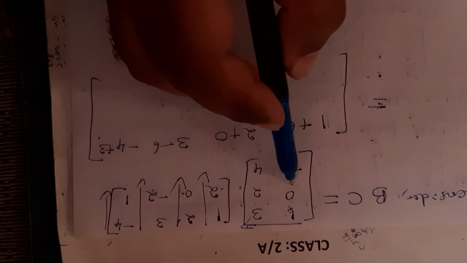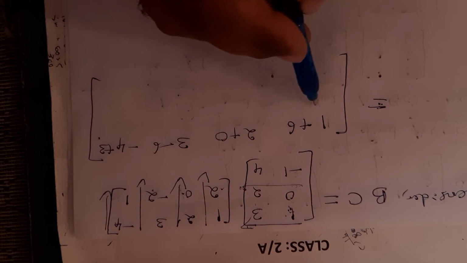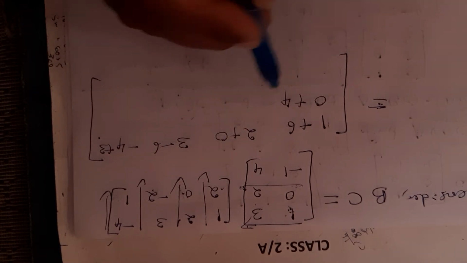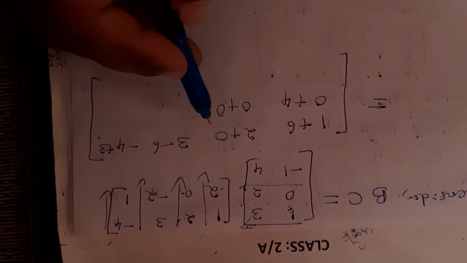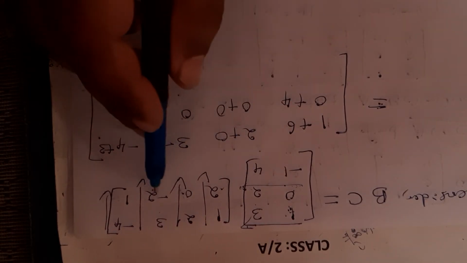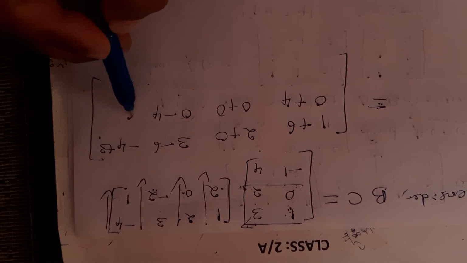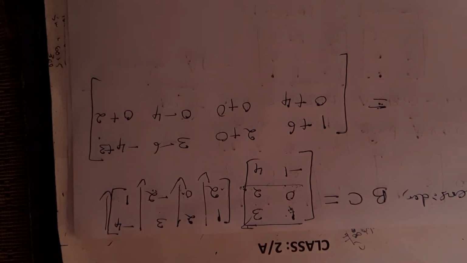Similarly, continue the same process for second row and third row. Okay, I will consider the second row here. 0 into 1, 0, plus 4. Then 0 into 2, 0, plus 2 into 0, 0. Then 0 into 3, 0. Minus 2 into 2, that is minus 4. Then 0 into minus 4, it is 0, plus 2 into 1, that is 2.